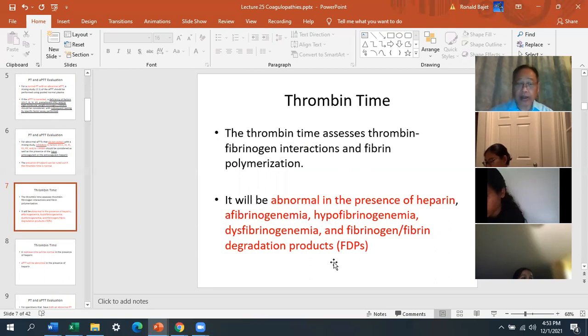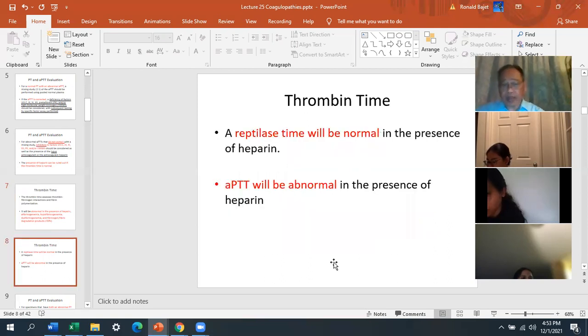On the other hand, you can do the reptilase time. If the reptilase time is normal, then you have heparin. If the reptilase time is abnormal, then it's not heparin. PTT will be abnormal in the presence of heparin. I hope you followed that. A normal reptilase means there's heparin, and abnormal PTT means heparin.